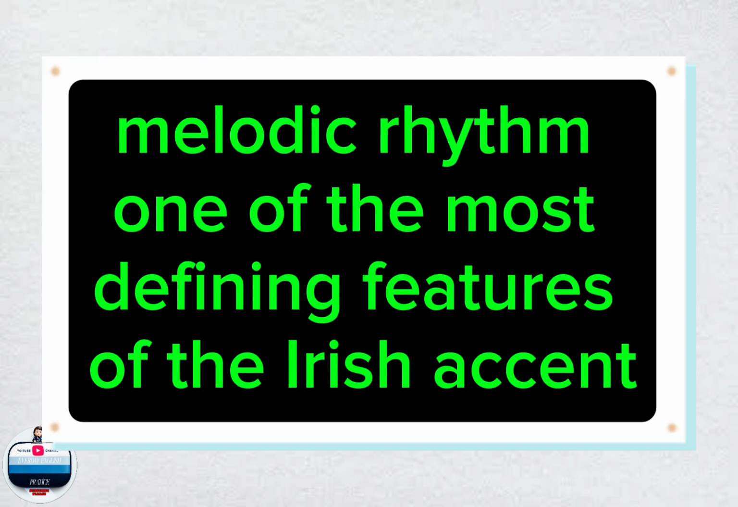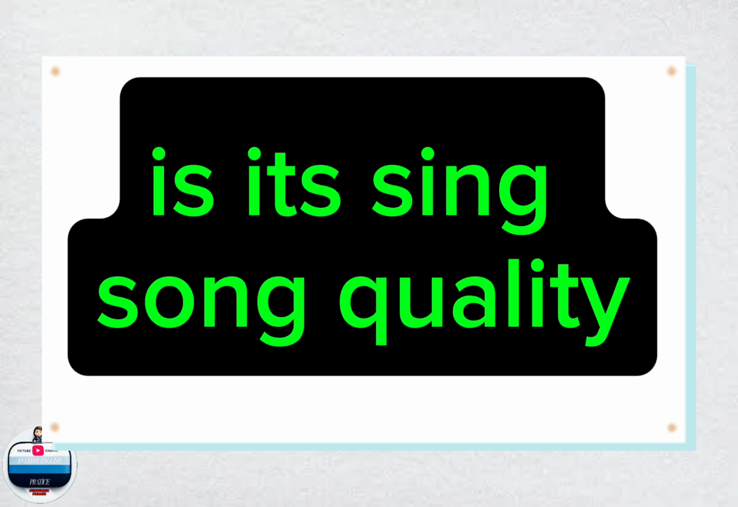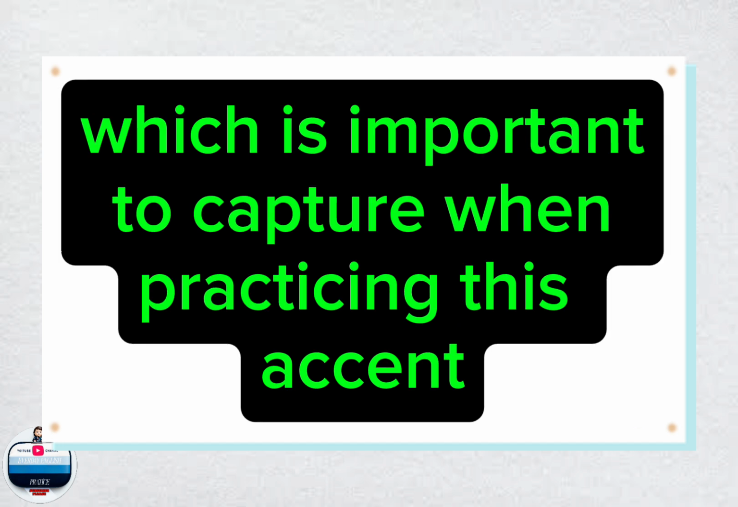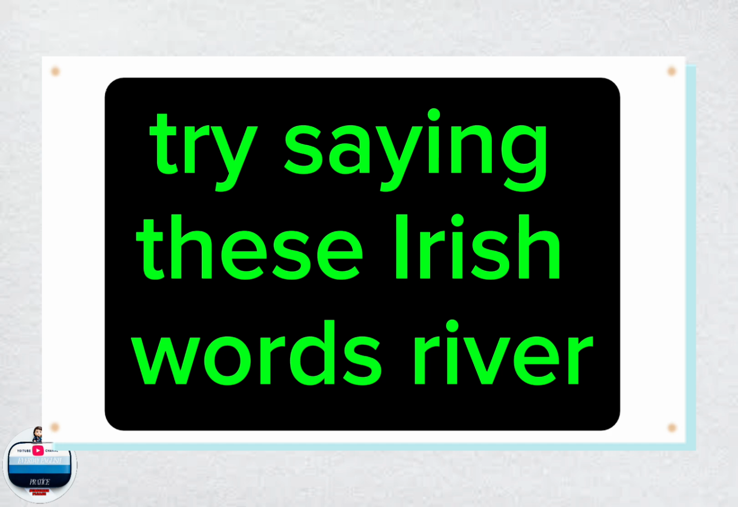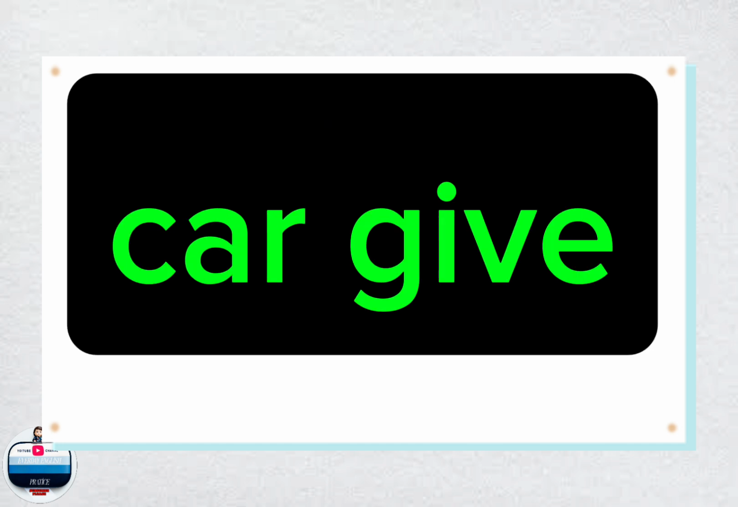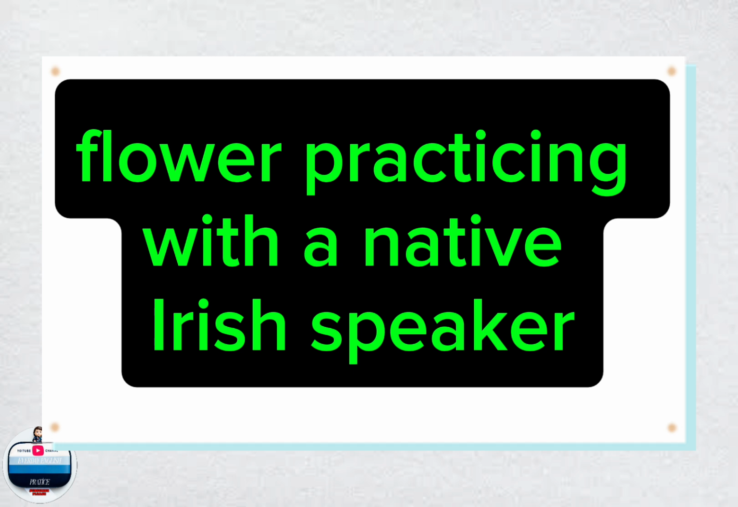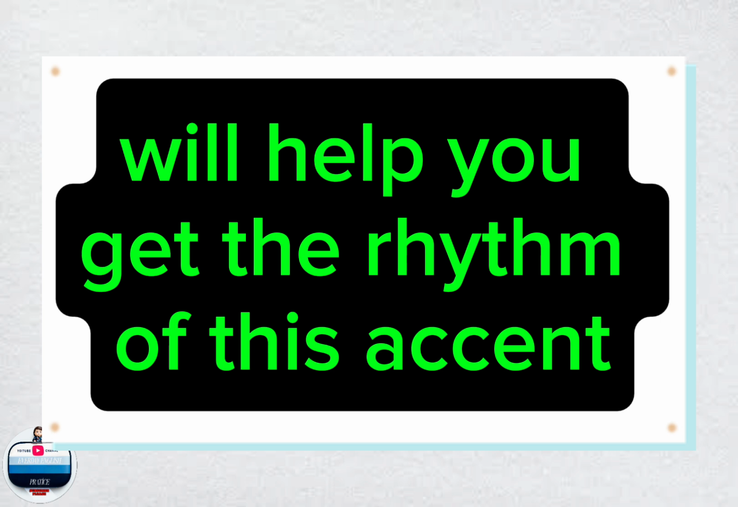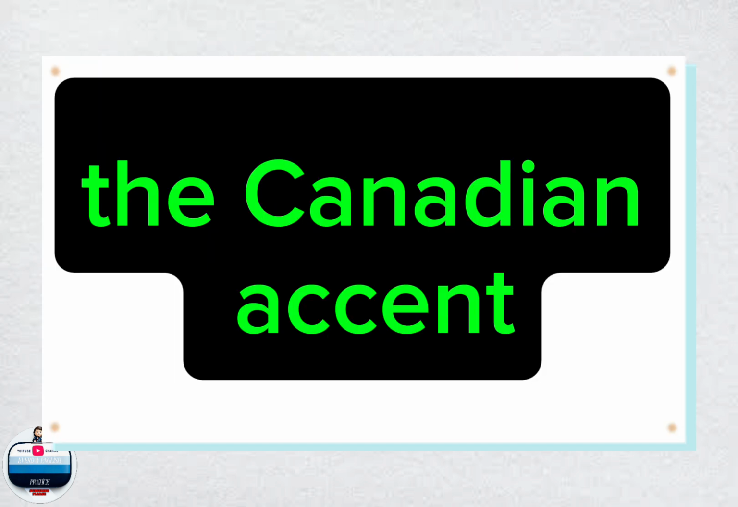Melodic rhythm. One of the most defining features of the Irish accent is its sing-song quality. There's a musicality to the way Irish people speak, which is important to capture when practicing this accent. Try saying these Irish words: river, car, give, flower. Practicing with a native Irish speaker or listening to Irish TV shows and movies will help you get the rhythm of this accent.